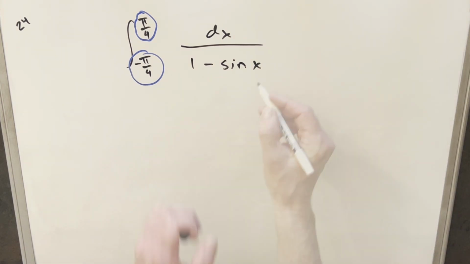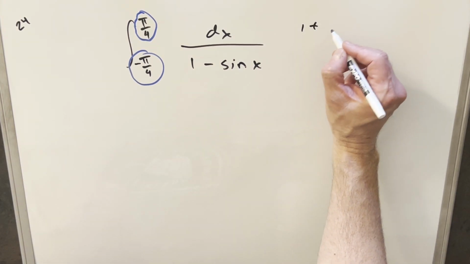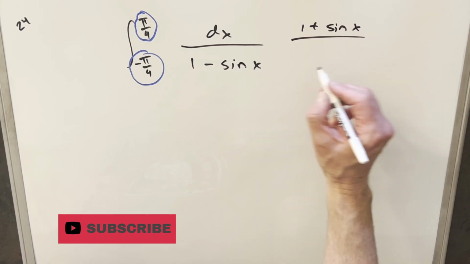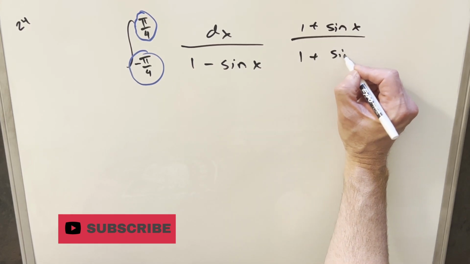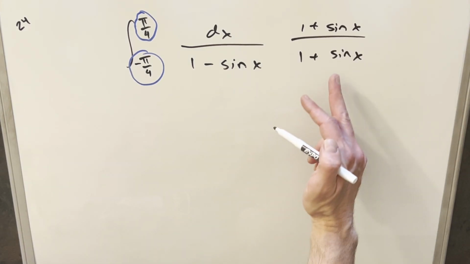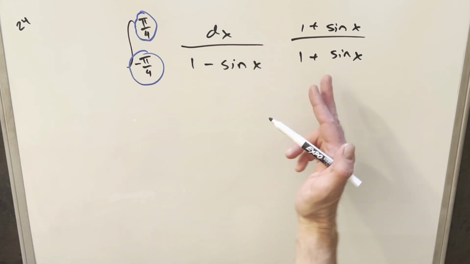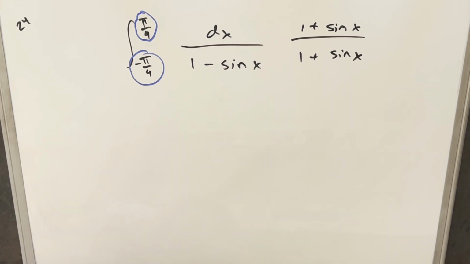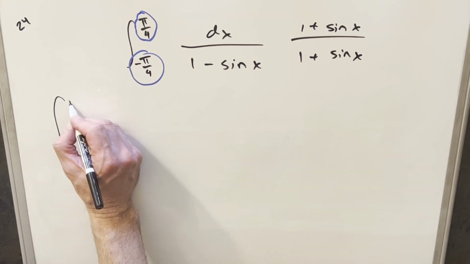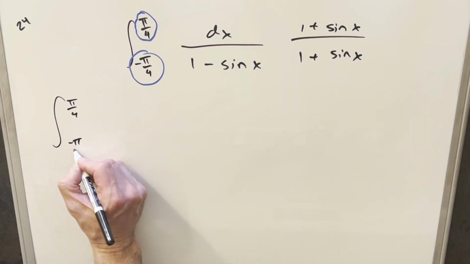So to get started, I'm just going to multiply by 1. I'll rationalize this by multiplying by 1 plus sine x over 1 plus sine x. Again, there's no problem with this because we don't have minus pi over 2, so there's no divide by 0 issue here either. So then multiplying this out, we'll keep the bounds.